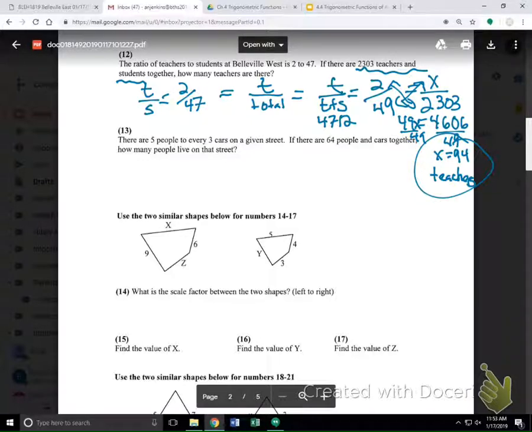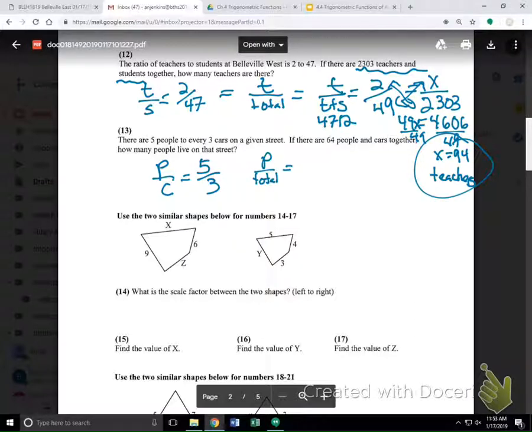So right now we're talking about people to cars on the street. So people to cars. We know that that's going to be 5 people to 3 cars, if there are 64 total people and cars. So now we're interested in finding the people. People stays on top. Total goes on bottom.